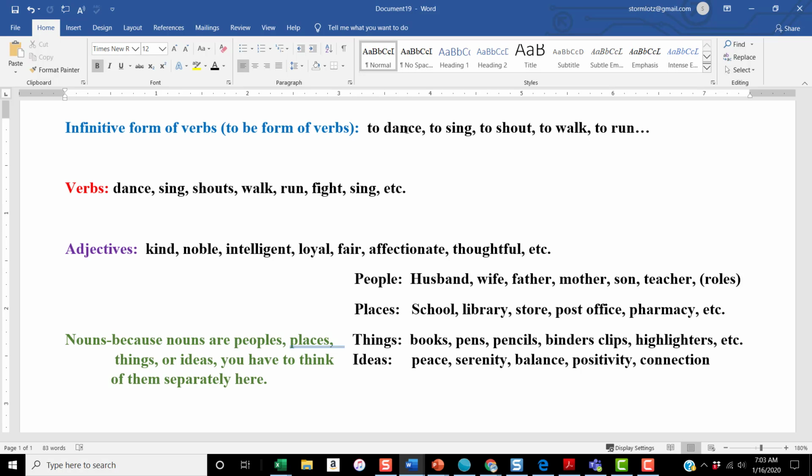So to dance, to sing, to shout. And then we have just regular verbs, it's what you do. Dance, sing, shout, walk, run, fight. And then adjectives, of course, are descriptive words where we talk about the qualities of people or things or animals or what have you. So kind, noble, intelligent, loyal, fair.